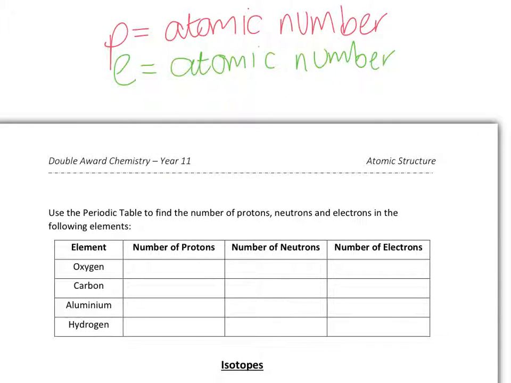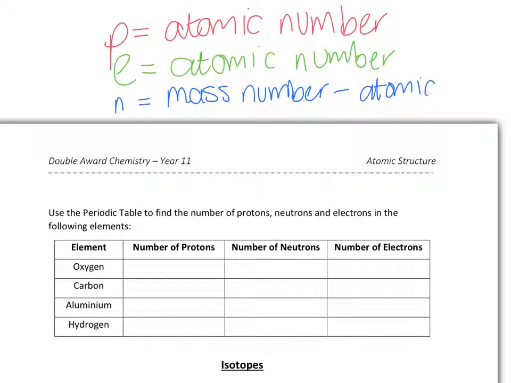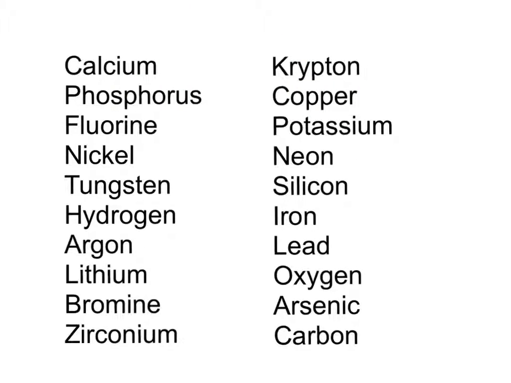And the number of neutrons is equal to the mass number minus the atomic number. So take some time to complete that and pause this video while you do. Okay, now take a new page in your notebook and take the title of Atomic Structure.